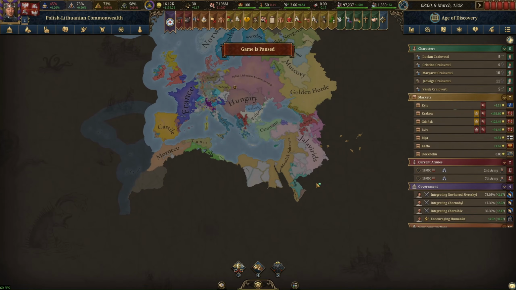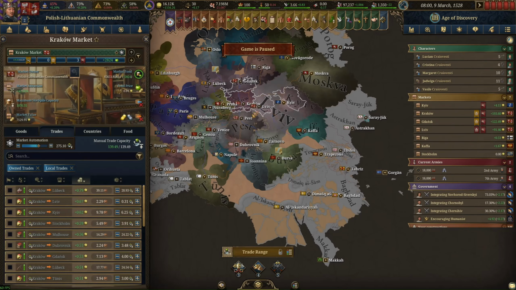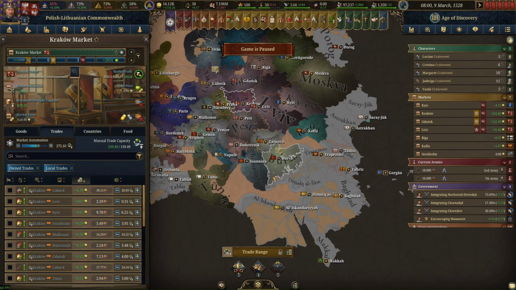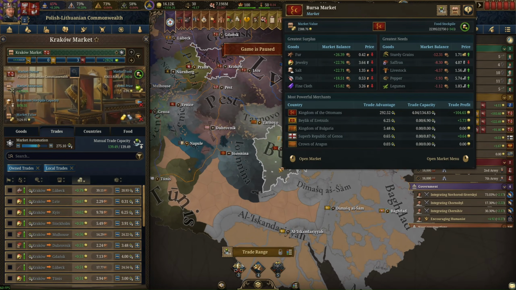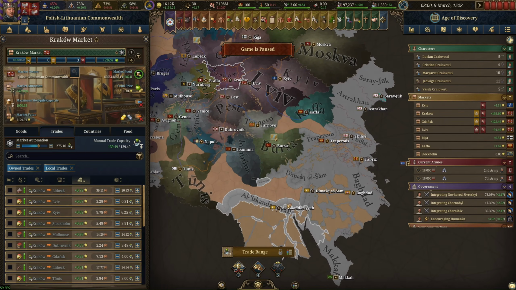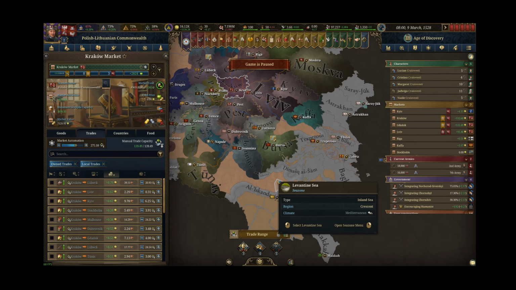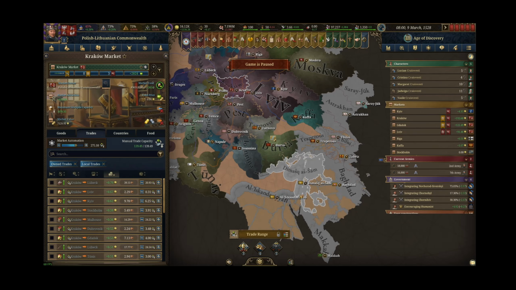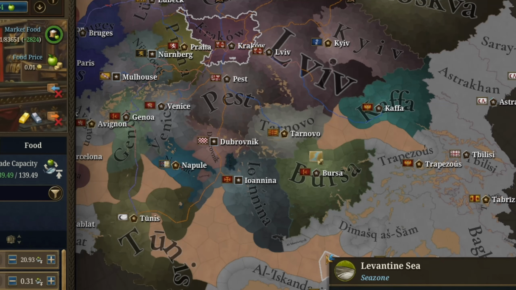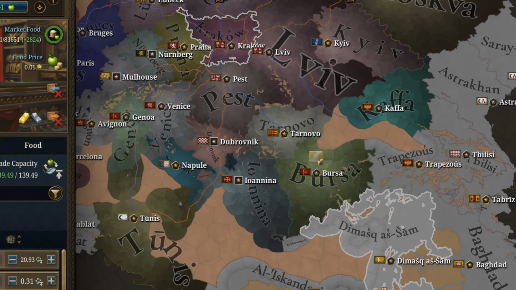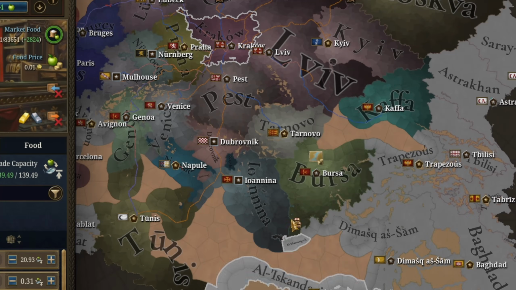Automation, however, cannot handle creating chain routes. So if I wanted to export something from Krakow to Alexandria, I would need to create a trade route from Krakow to Lviv, Lviv to Kaffa, Kaffa to Bursa, and only then from Bursa to Alexandria. The automation will not handle such a chain. And yes, when creating such routes, remember trade advantage and trade capacity, you must have them on those markets. It works exactly the same the other way around if I wanted to transport something from Alexandria to Krakow.